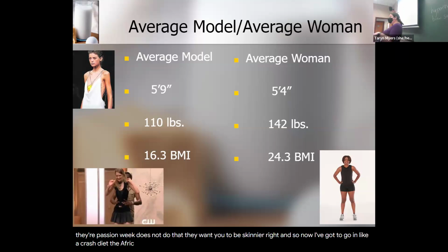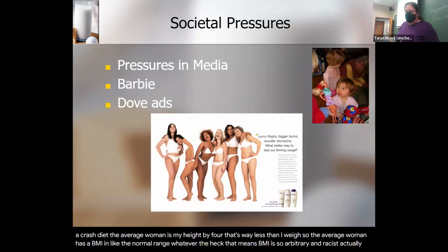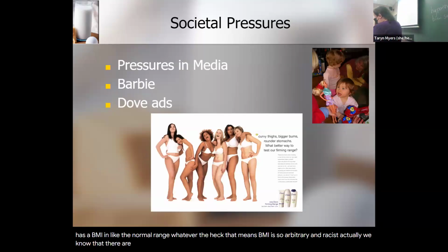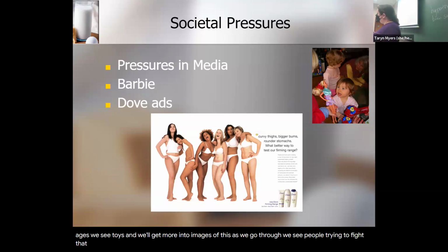The average woman is my height, 5'4". That's way less than I weigh. So the average woman has a BMI in the normal range, whatever the heck that means. BMI is so arbitrary and racist, actually. We know that there are lots of different societal pressures that come in lots of different ways. So from young ages, we see toys, and we'll get more into images of this as we go through. We see people trying to fight that with some body positivity and whatnot. But if you study a lot of that, it's still weird.